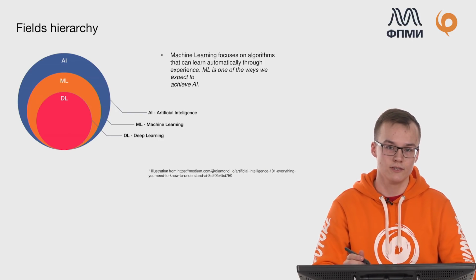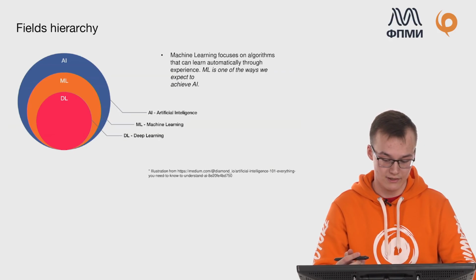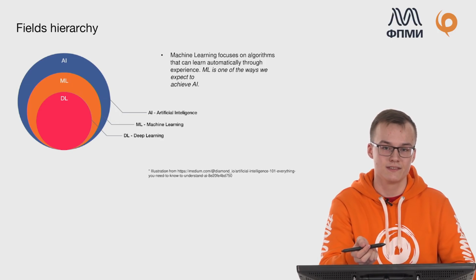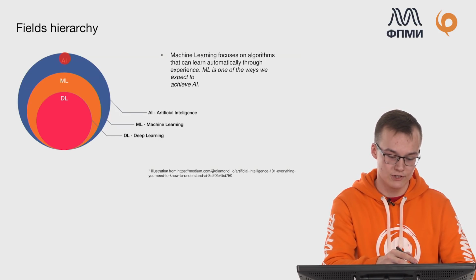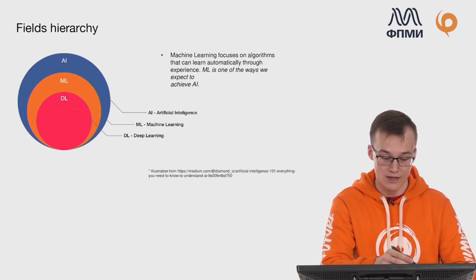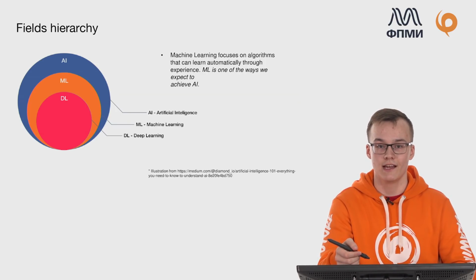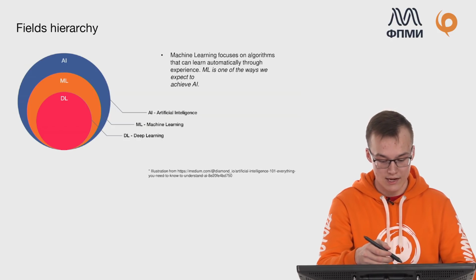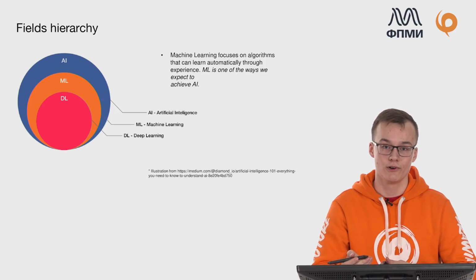Also, to get rid of some buzzwords, I'd like to note the hierarchy of fields. It's not solidly fixed. However, this terminology is considered to be good most of the time. Artificial intelligence is a field which is generally about thinking machines. Machine learning is specifically focused on building algorithms that can improve themselves through experience, through looking at data. And deep learning is a subfield of machine learning which exploits deep neural networks.